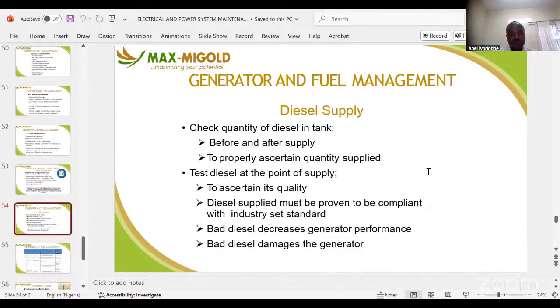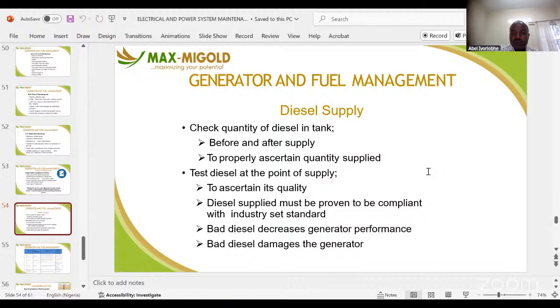All right, let's move on. When you are taking diesel, you check the quantity of diesel in the tank before and after. If it's 10 liters that you have before the supply, and after they supply you gauge and you now have 25 liters, that means they supplied you 15 liters. So that is what you must do.